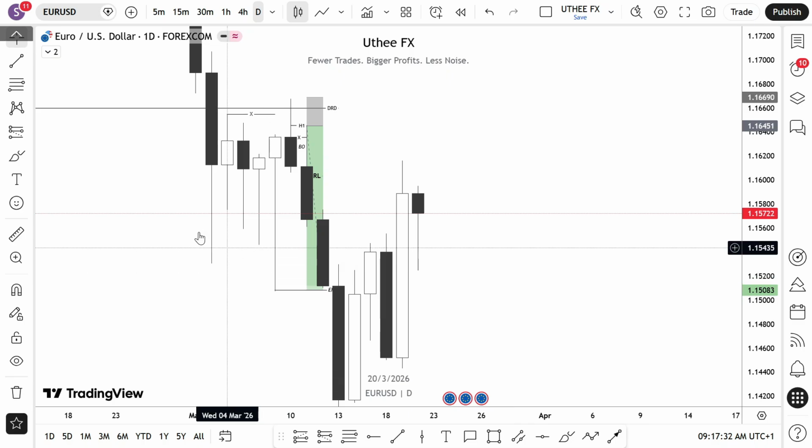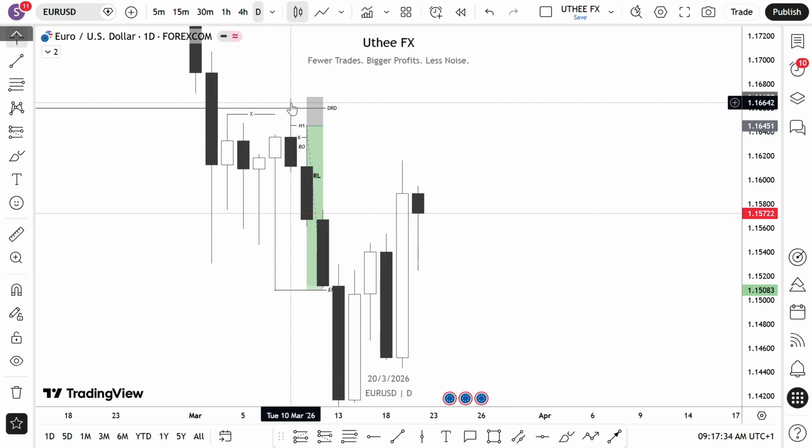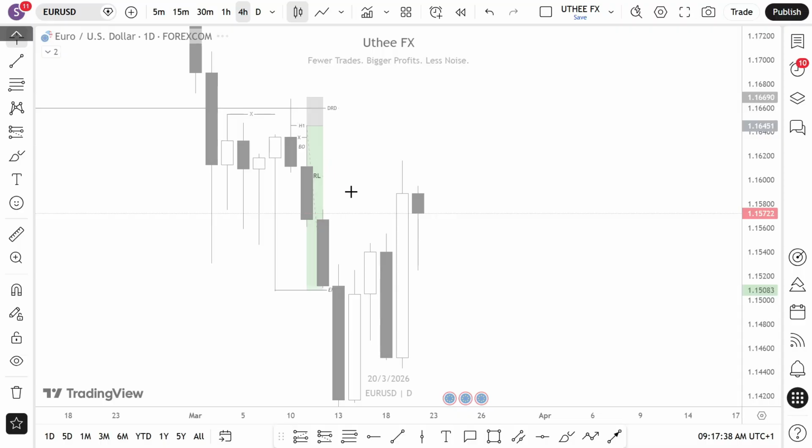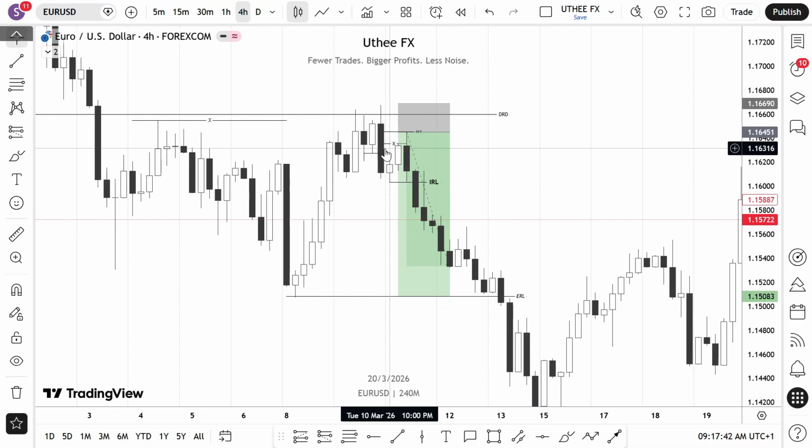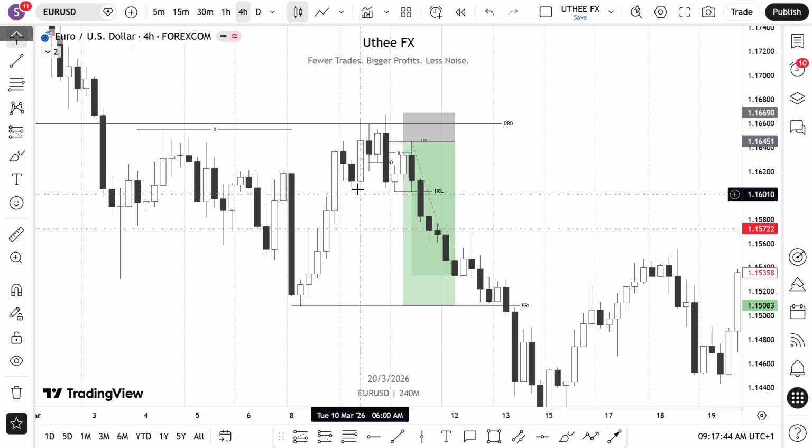From the reversal, look at that week where it formed, where it turned, came and rejected here. Now that is your external range. From the rejection, you come to the 4-hour time frame. You are going to see a rejection and a break of structure.